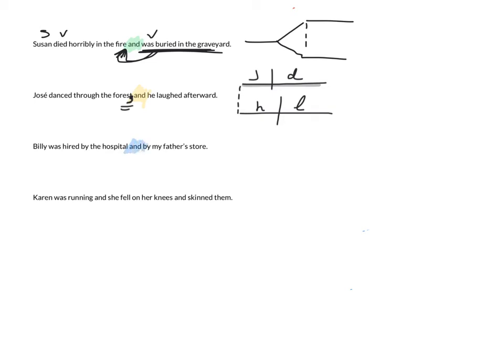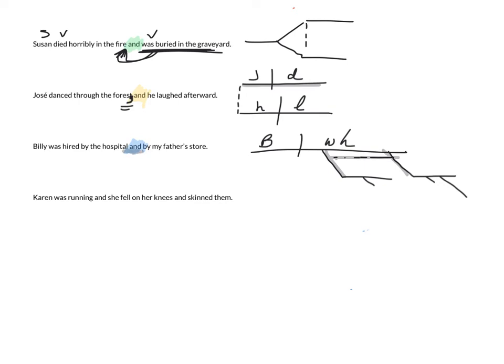Billy was hired by the hospital and by my father's store. Do I have two complete sentences? Yes or no? I'm not marking it for you. You have to tell me. The answer is no. Billy was hired by the hospital, by my father's store, and those two prepositional phrases are joined together. So in this case, here is your branch, and if you have a branching structure, no comma.